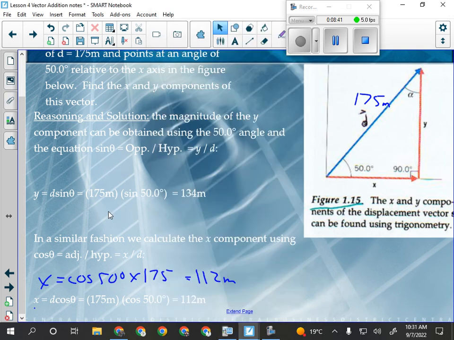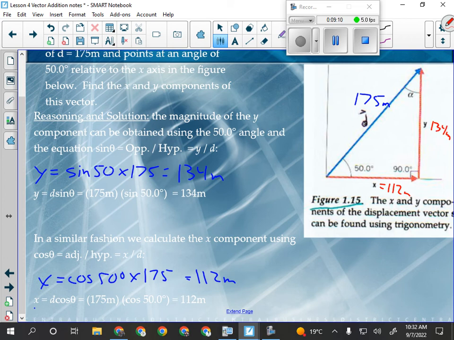All right, so that'll get me that adjacent side. And then if I want to find the opposite side, that's y. Well, then I would go sine of 50 degrees, so still theta, times the hypotenuse, still 175. And that'll give me 134 meters. Obviously, there's more decimals after that. And so now I know that this side is 112 meters, and this side is 134 meters.